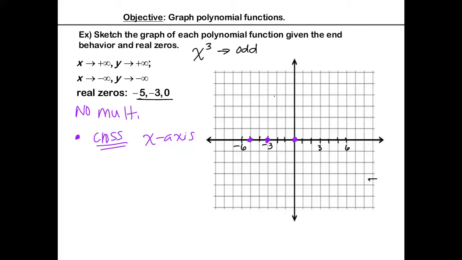For my end behavior, again, I have to figure out what that end behavior means. The x tells you positive or negative, which is the left and the right side. So if it's positive, that's the right side. If it's negative, that's the left side. And then going up or down, up is positive, down is negative. So if I look at my end behavior for the first one, x is positive. On the x-axis going to positive, that means I have the right side.